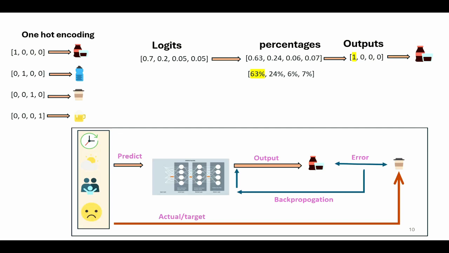So the way this is done is you have 4 outputs. This is called one hot encoding. What that does is you have 4 places, so you just say soda is 1, 0, 0, 0, water is 0, 1, 0, 0. Basically, you pick a place in this array of 4.